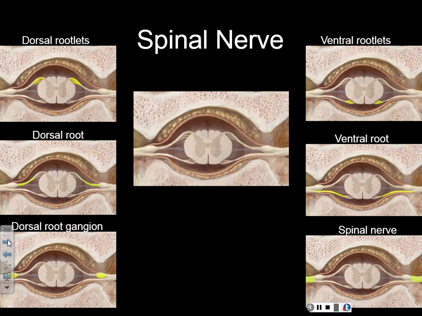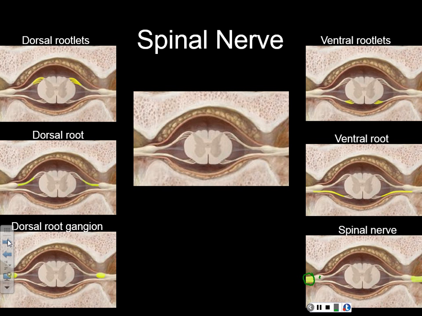Alright? And then, of course, the ventral rootlets unite to form the ventral root. And then the dorsal rootlets unite to form the dorsal root, which then combines with the ventral root to form the spinal nerve. You see, the spinal nerve starts after they combine. And then, of course, this is the dorsal root ganglia.